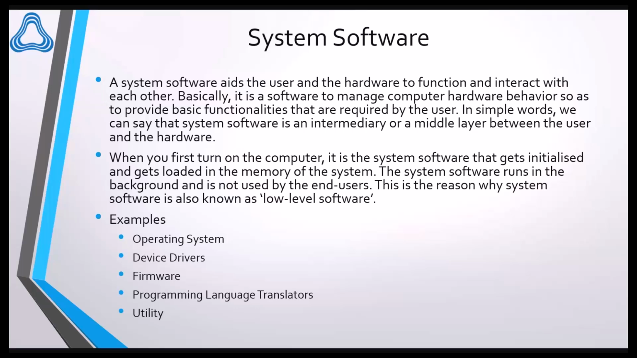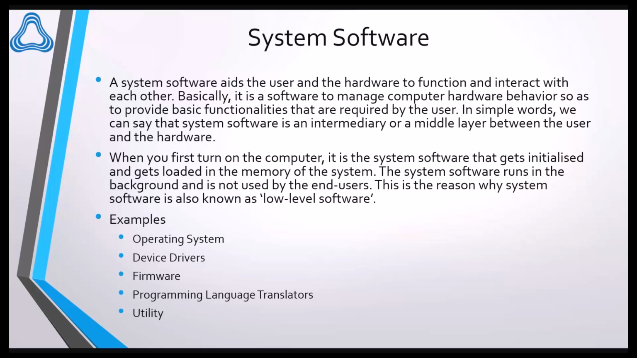When you first turn on the computer, which we call booting, it is the system software that gets initialized and loaded into the memory of the system. We discussed that in class, if you remember. The system software runs in the background and is not used by the end users. We don't get to interact with it directly. It is the reason why system software is also known as the low-level software. Examples of system software include the operating system, device drivers, firmware, programming language translators, and utility program or utility software.